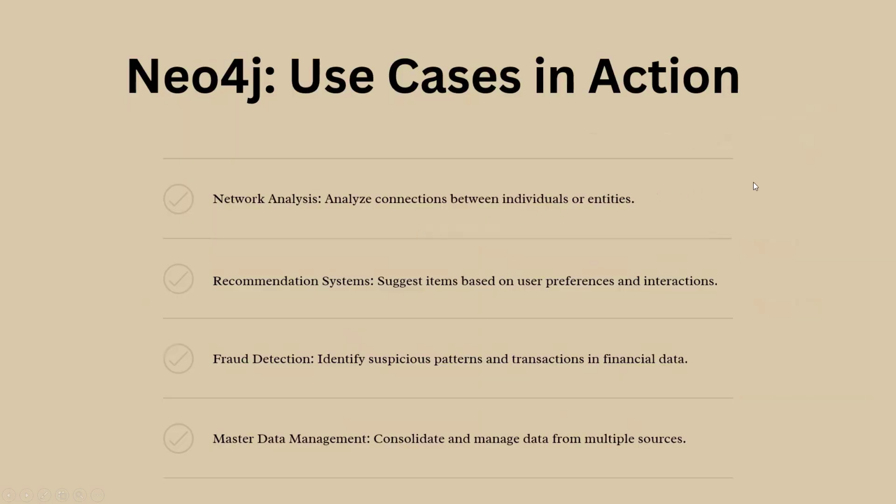Next thing is the Neo4j use cases in action. Neo4j can be used in network analysis. It helps us in understanding connections between people, businesses, or devices, for example, social networks like LinkedIn or Facebook. Then we have recommendation systems. They suggest products, movies, or friends based upon user behavior, for example, in the case of Amazon and Netflix. It can be used in fraud detection, identifying suspicious activities by detecting hidden connections in financial transactions. And in master data management, combining and managing data from multiple sources to give us a unified view.